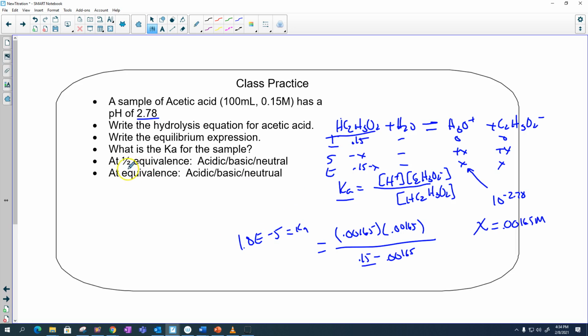Therefore, at the half equivalence point, when this equals this, this is a stronger acid than the base. It's weaker. Equal concentrations at the half equivalence point would indicate that I'm still going to be acidic. At the equivalence point, I'm only going to have base, so I will be basic.